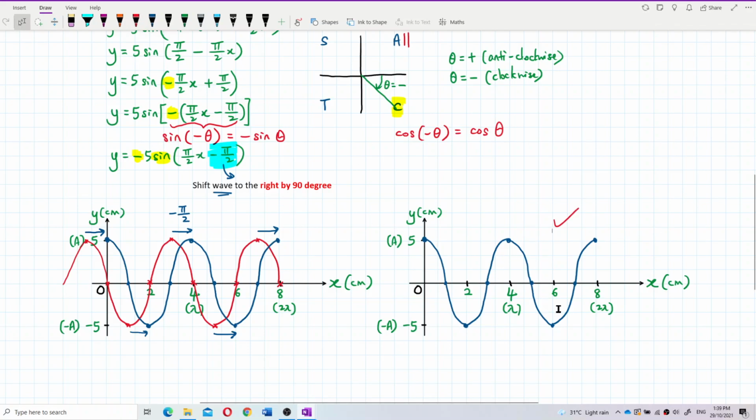It actually becomes a cosine graph already, if you look carefully. The crest here goes to the top here. It's just the whole graph shifted to the right by 90 degrees. When you minus 90 degrees in the angle, your whole graph shifts to the right by 90 degrees also. So that's the final graph for this equation.